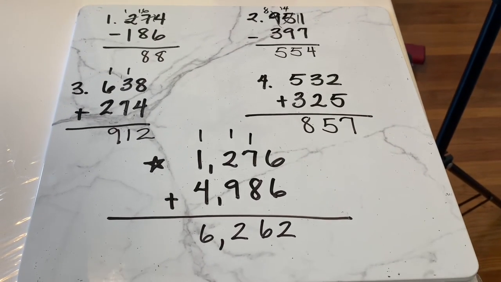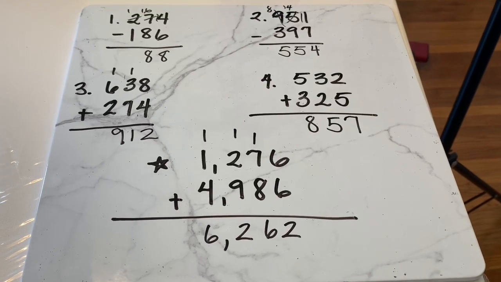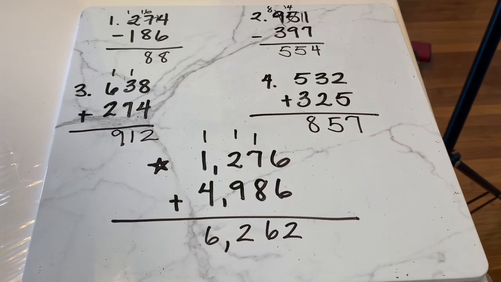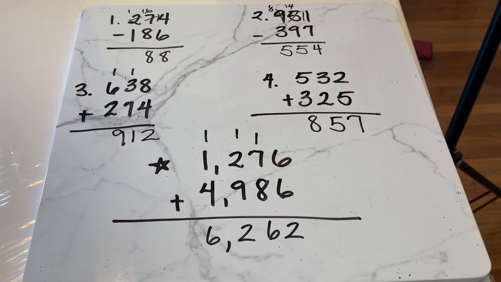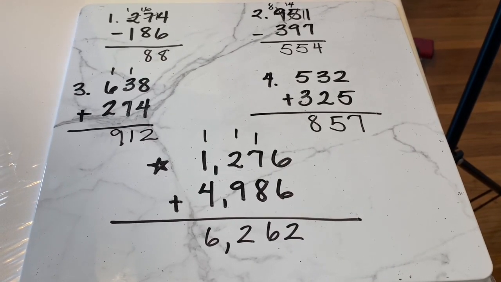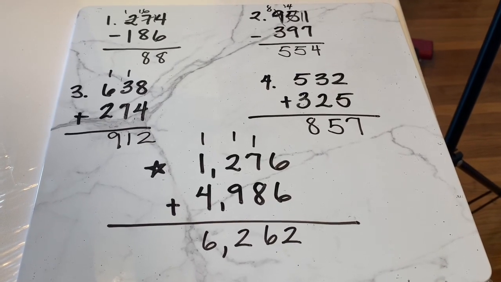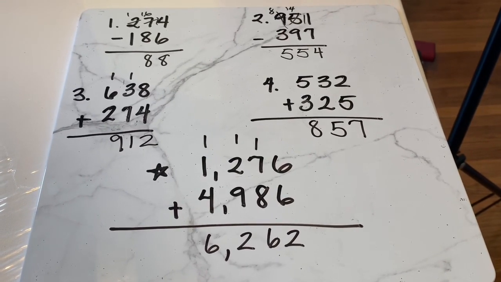Okay, let's compare our answers so we can see how you did. Number 1 and number 2 are subtraction, so we will call our answers differences. Number 1, you should have come up with a difference of 88. Number 2, you should have come up with a difference of 554.